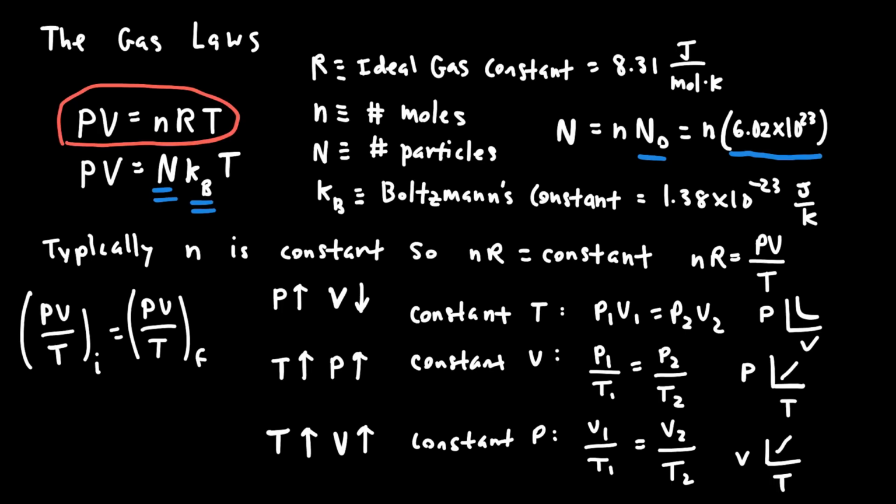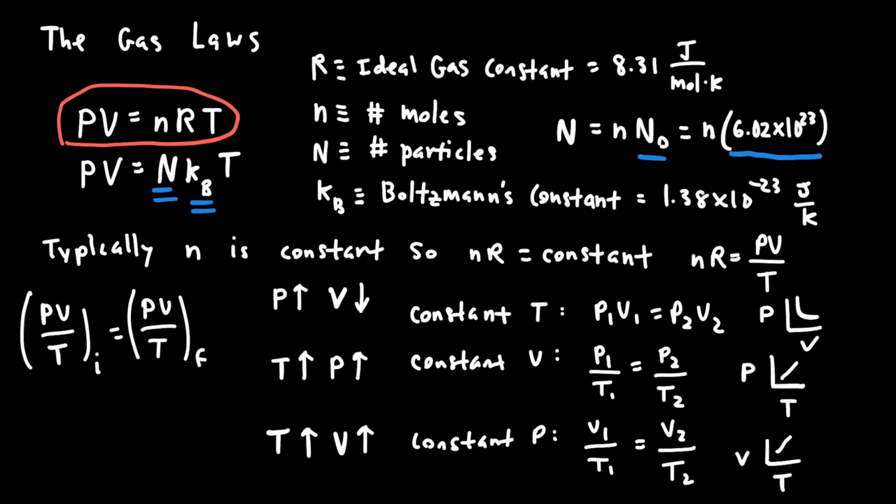And Avogadro's number is the number of particles that are in a mole of something. It's kind of like counting dozens, right? So I know that there are 12 eggs in a dozen, but there's also 12 cookies in a dozen. It doesn't matter what I'm counting, the number of things in a dozen is always going to be 12. The number of things in a mole is always 6.02 times 10 to the 23 things.